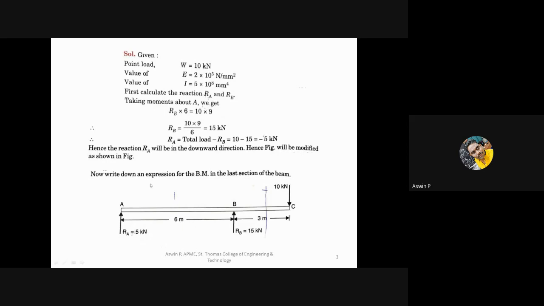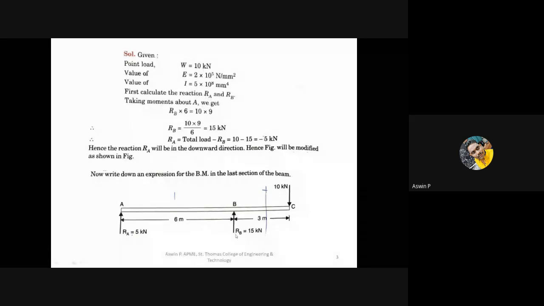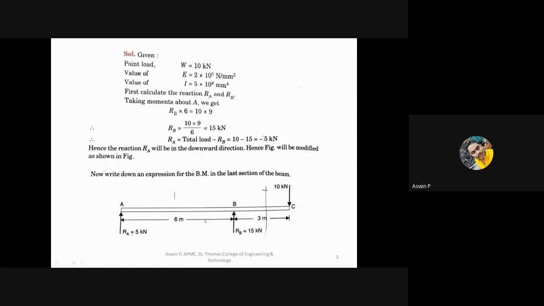Till the previous cases, when we were using Macaulay's method, we took x from the support B. But here, if we take x from B, this problem will become very complicated because there is a minus x direction. So all this problem will become complicated.